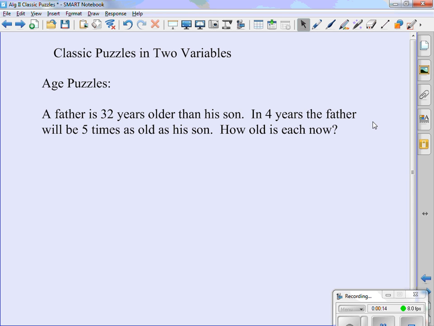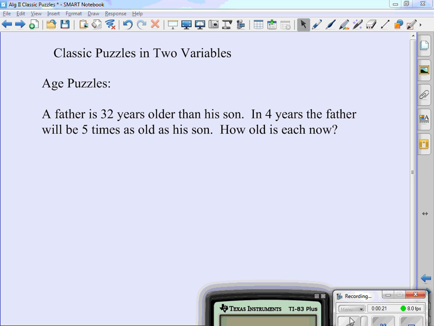A father is 32 years older than his son. In 4 years, the father will be 5 times as old as his son. How old is each now? What we need to do for these problems are set up systems of equations. We're going to need to come up with a system. What variables do we want to use?